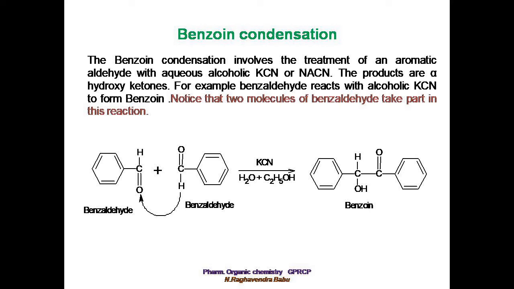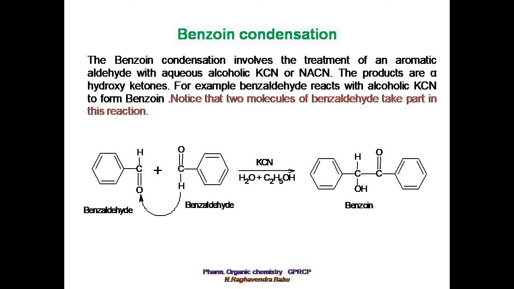For example, benzaldehyde reacts with alcoholic potassium cyanide to form benzoin. Here you need to remember one main point, that two molecules of benzaldehyde take part in this reaction. You can see the reaction: one mole of benzaldehyde is reacting with another mole of benzaldehyde in the presence of potassium cyanide and alcohol plus water to give benzoin.